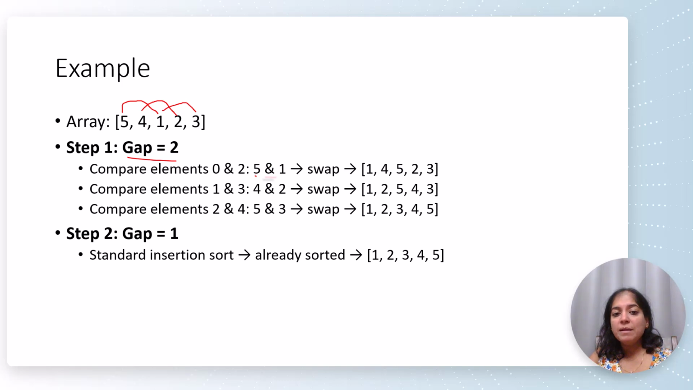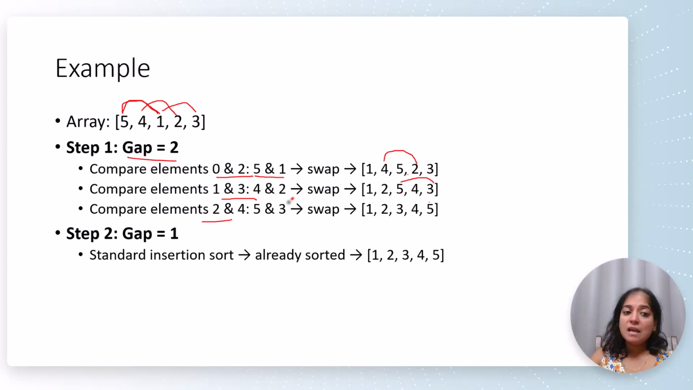So if we compare elements 5 and 1, they are not in correct sequence, so we will swap them. Then we will compare 4 and 2. These are not in correct sequence, so we will swap them. Then we will compare 5 and 3, since it goes by index, not by value. So you are going to compare by index. 5 and 3 are not in correct order, so we swap them.